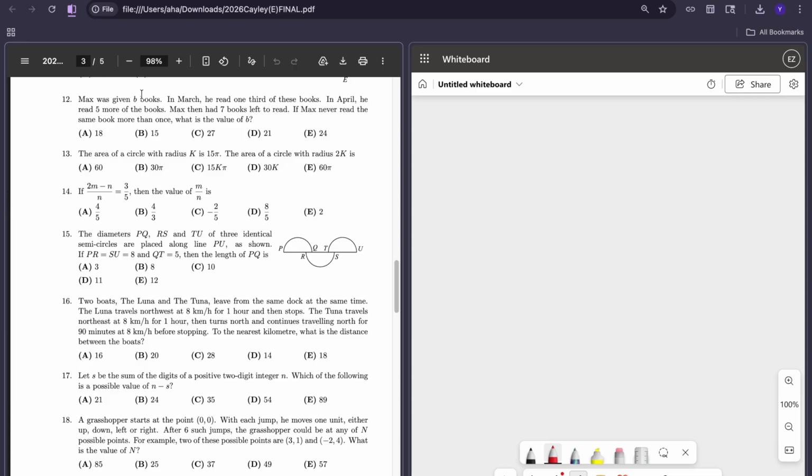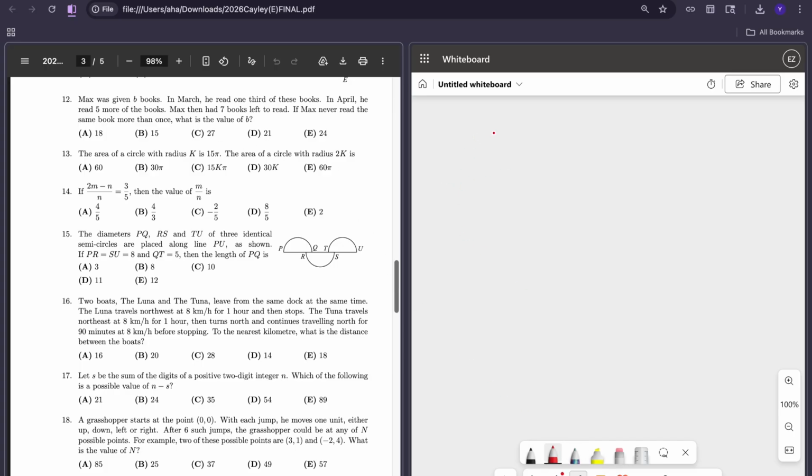Max was given B books. In March, he read 1/3 of the books. In April, he read 5 more of the books. Max then has 7 books left to read. If Max never reads the same book more than once, what is the value of B?